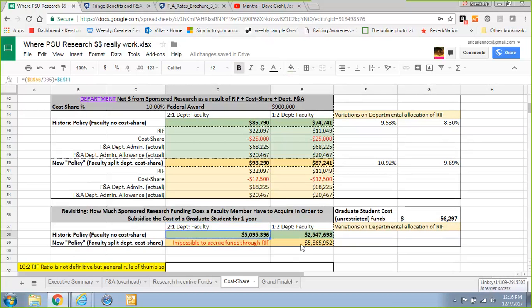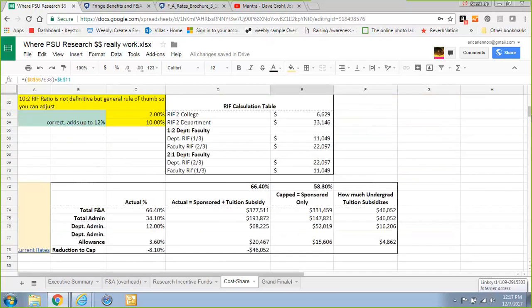These are actually slightly increased because I was accounting for the cost share in there too. And then with the new policy, when the faculty member is obviously losing money, it's impossible to accrue funds to RIF that way. Alternatively, they would have to have $5.9 million worth of research before they could pick up the tab for a graduate student for 1 year. The rest of this is redundant; it's to help the calculations up above.